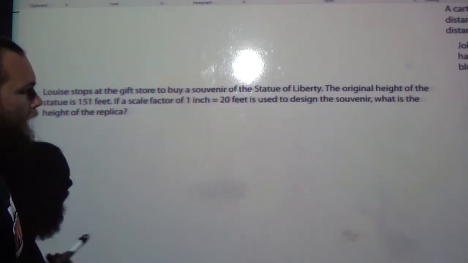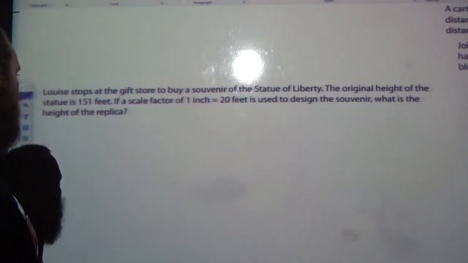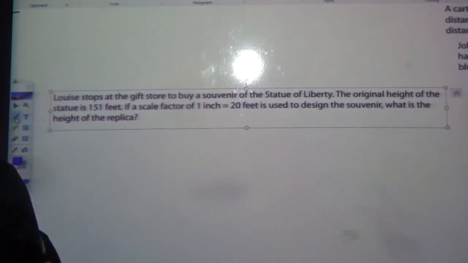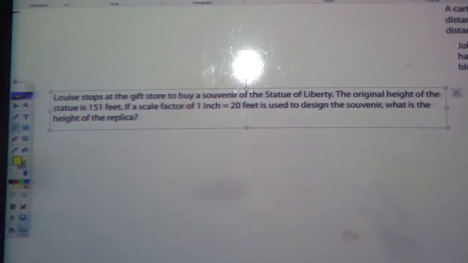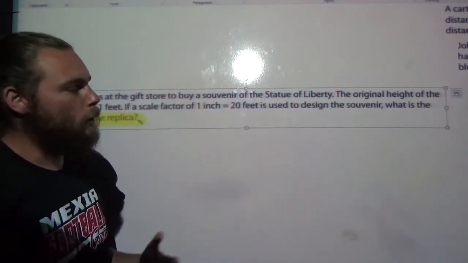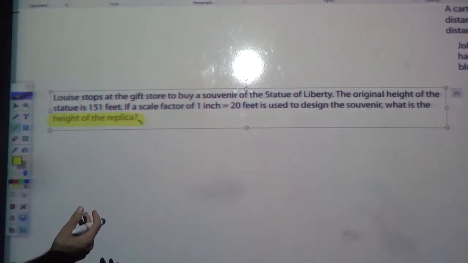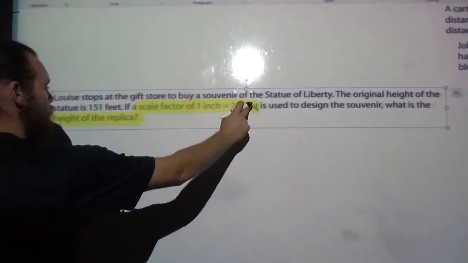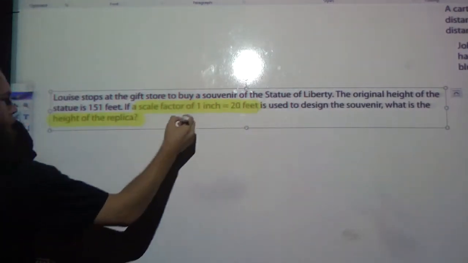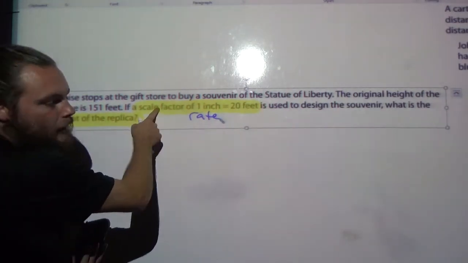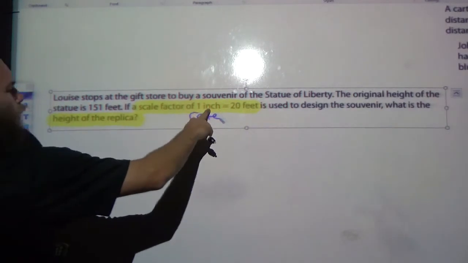Okay, so me personally, I like to find what they want to know first, and they want to know the height of the replica. So we need to go back up, and what do they give us about the height of the replica that we can use? Well, they tell us that we have a scale factor of 1 inch and 20 feet. Again, that should be a giveaway to what you're actually doing in this problem. We have a rate, also called a scale factor, the same thing. The rate is 1 inch to 20 feet.